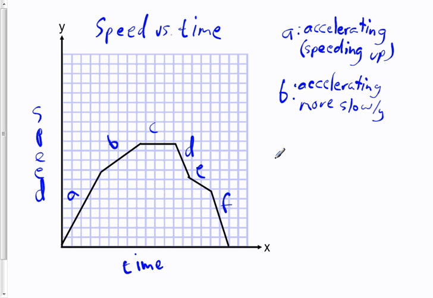So then at the top here, we tend to think that this is where we're stopped, okay? But we're dealing with speed here. So we're still going at a high speed here. We're just not speeding up or slowing down, okay? So in this case, we're going at a constant speed. Okay? Then at point D, we are slowing down.